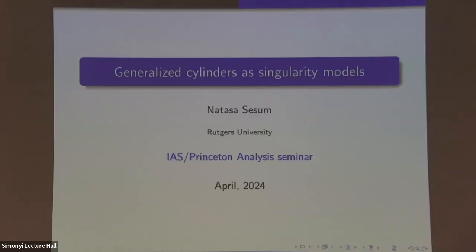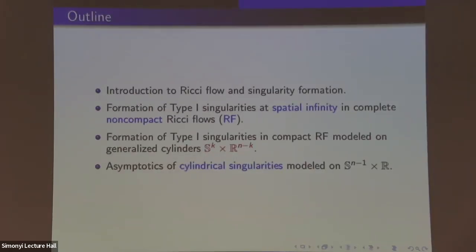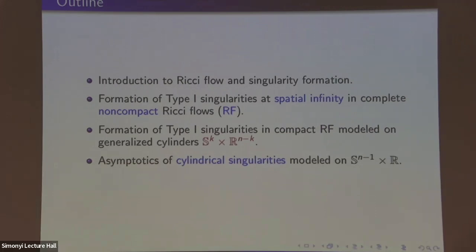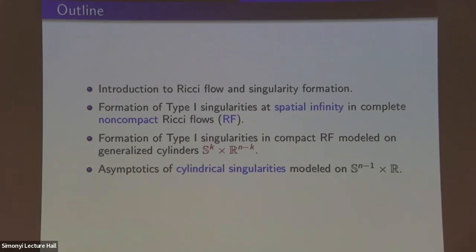So here is the outline of the talk. First, I'm going to give you a brief introduction to the Ricci flow and the singularity formations in the flow. And then I want to talk about type 1 singularities of the flow, which I will define on one of the later slides. And basically, I want to go in two directions.